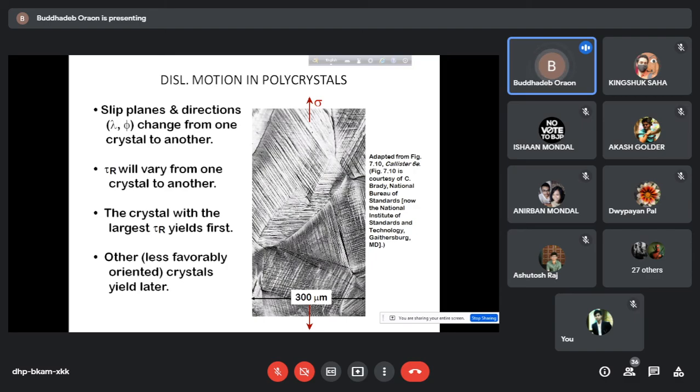So, dislocation motion in polycrystals. Here are some points noted. Slip planes and directions change from one crystal to another. Tau_r will vary from one crystal to another.